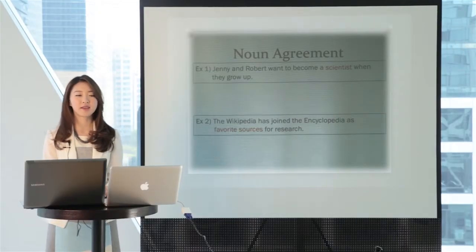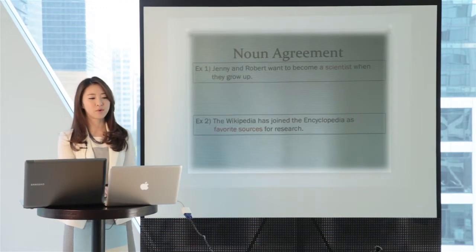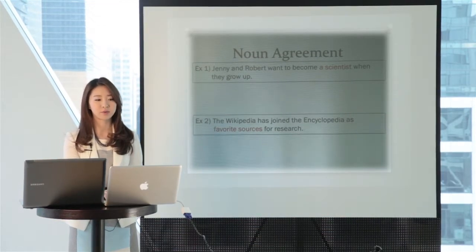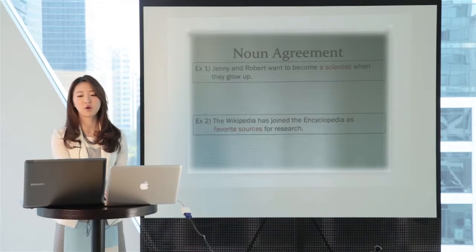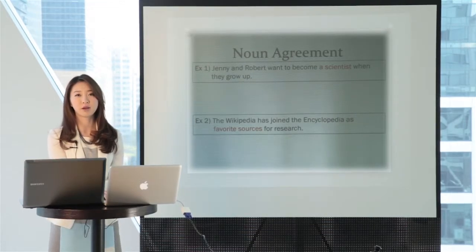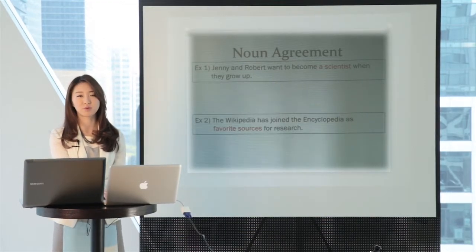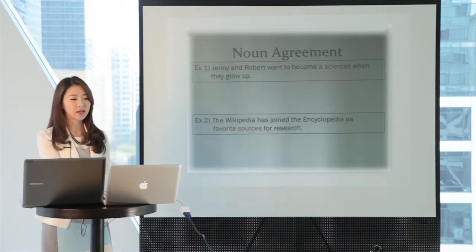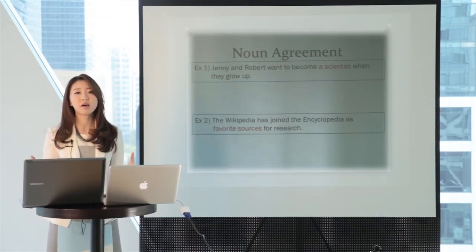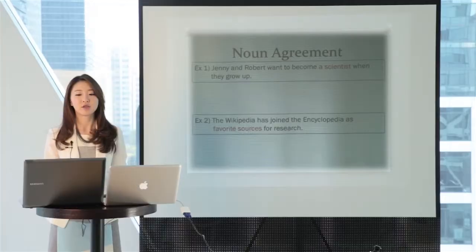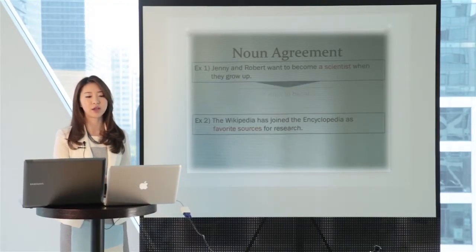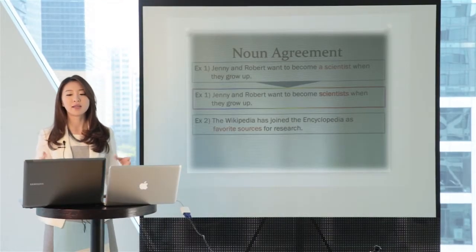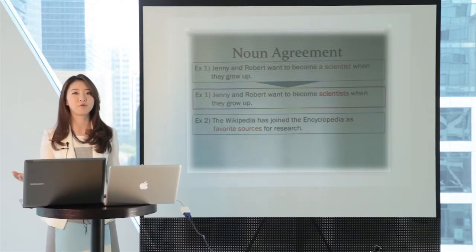Okay, so let's look at the noun agreement. Jenny and Robert want to become a scientist when they grow up. 여기서의 주어가 누구죠? Jenny and Robert. They are compound subjects, right? So this is a plural noun. So when we say Jenny and Robert want to become a scientist, they're both wanting to become scientists, but a scientist means just one person. So we want to change that into Jenny and Robert want to become scientists in a plural form.